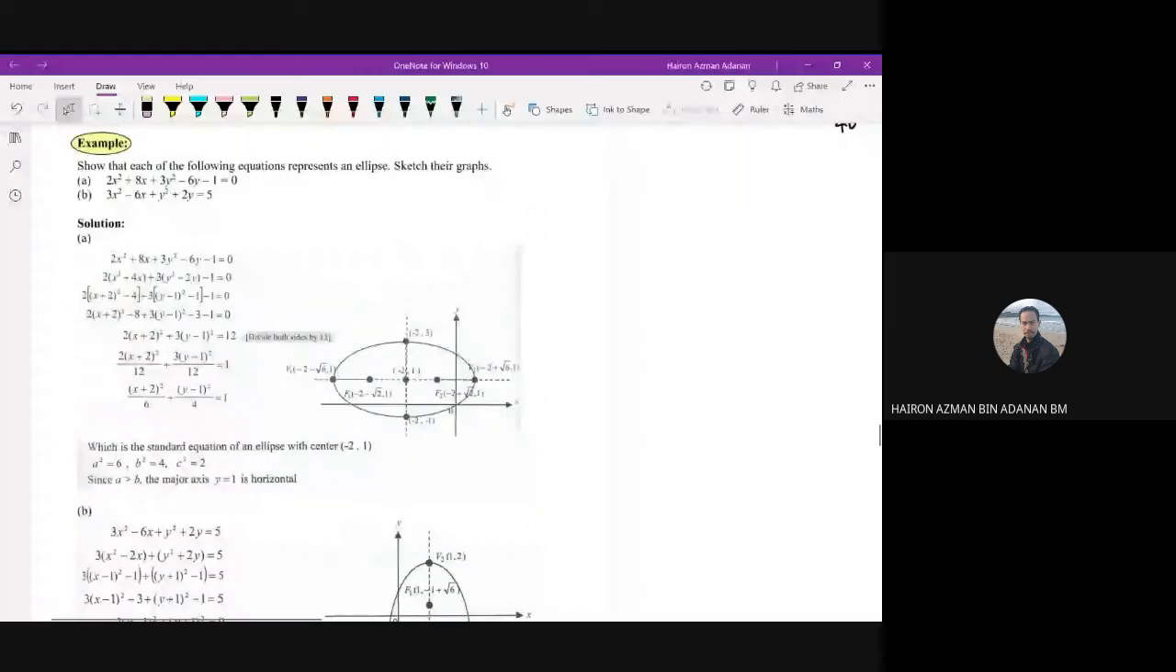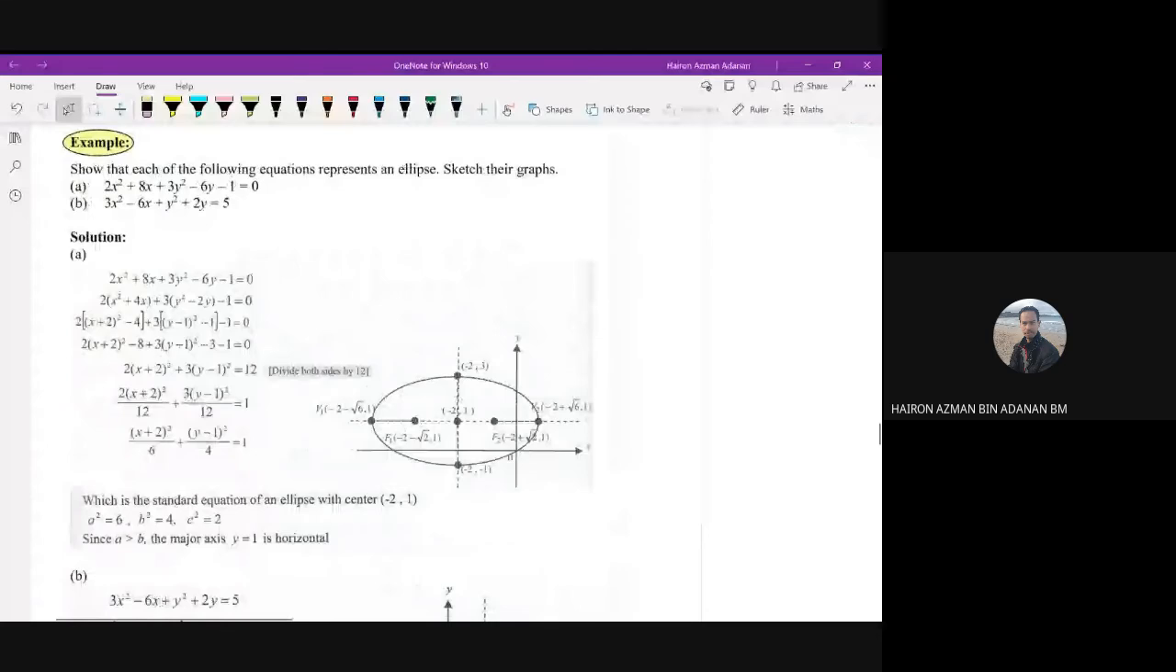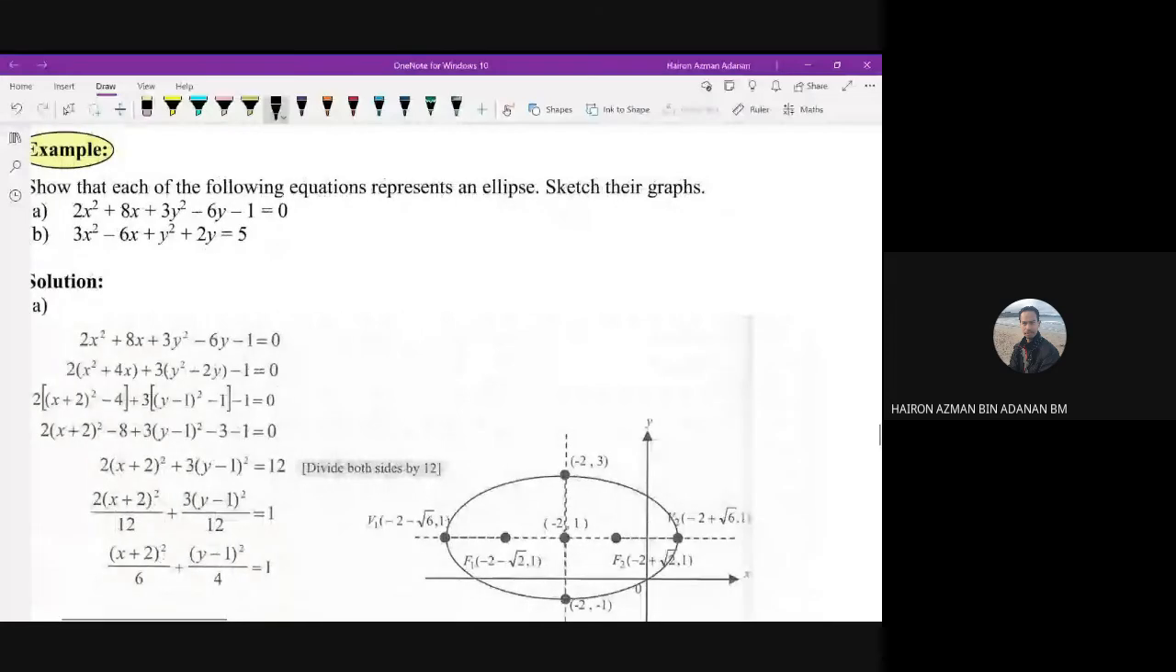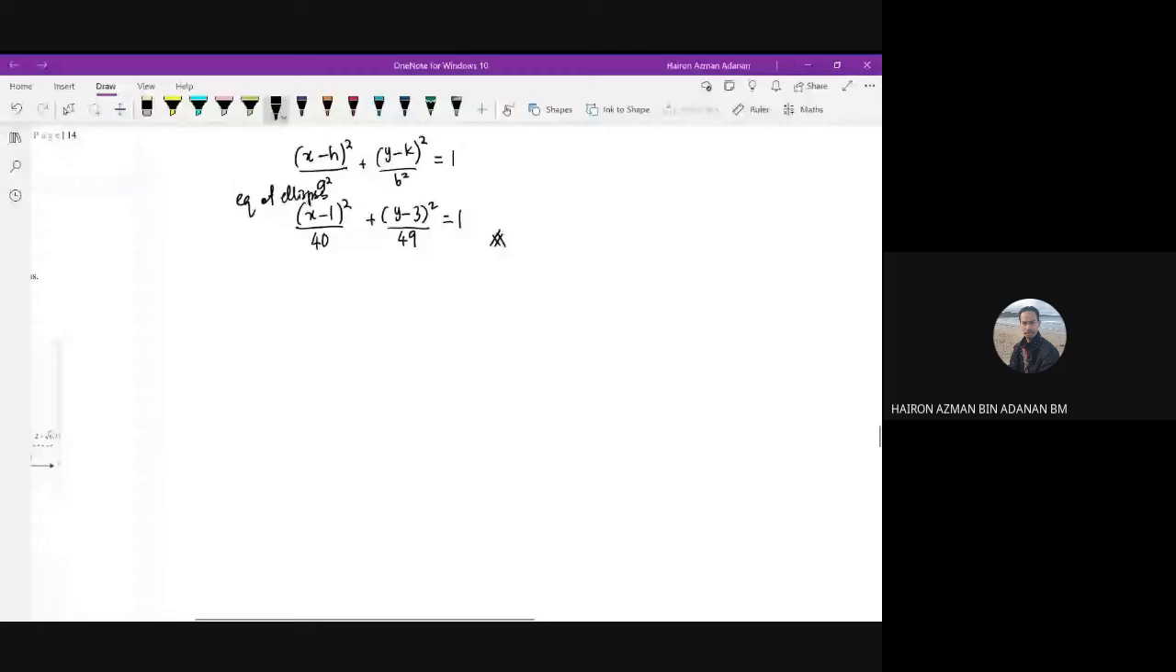For the next example, I give you two examples, A and B. Show that each of the following equations represents an ellipse, and sketch the graph. If you refer to the equations in A and B, this is the general form. You need to write it in standard form first, and then sketch the graph. So I will do it one by one.